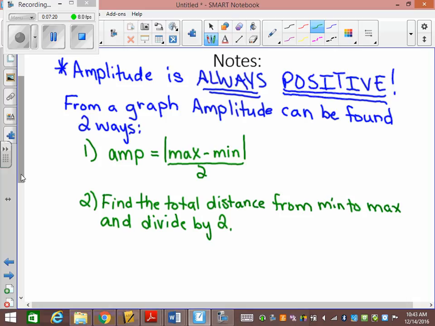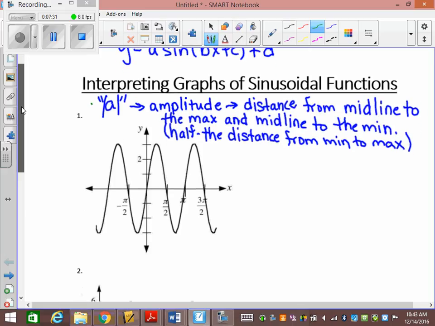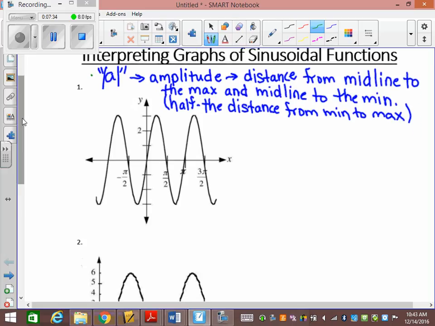So you try and find the amplitude of the first one, whichever method you think you'd like better. Use pencil because you really don't know. You're just kind of hoping.